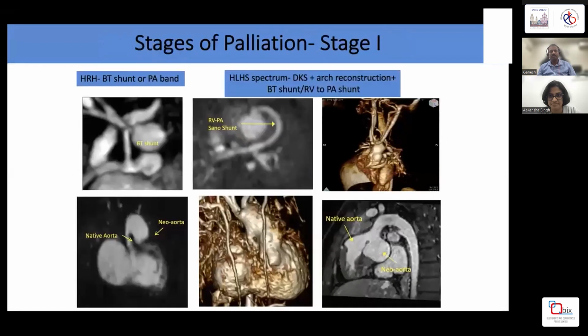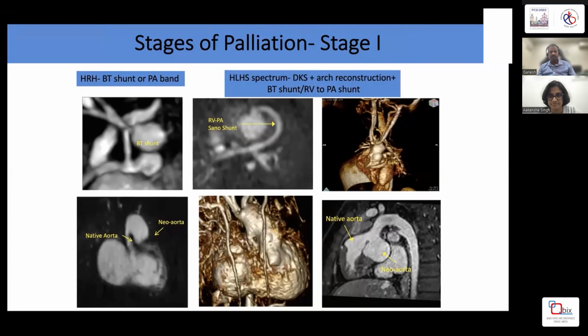In these stages of palliation, stage 1 will depend on whether there is systemic outflow tract obstruction or a substrate for developing it. If the answer is no, then the management would be BT shunt or ductal stent for those with restricted pulmonary blood flow, or pulmonary artery band for those with unrestricted pulmonary blood flow.